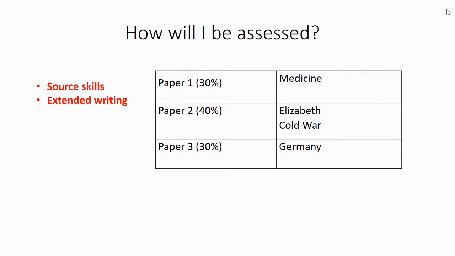So I said at the beginning that you'll be assessed in 3 exam papers. Medicine is worth 30%. The paper 2, Elizabeth and the Cold War, both worth 40% together, and then Germany is your final 30%. There'll be a combination of source skills and extended writing essay-based questions, but nobody should feel worried about these because actually, if you think about all of your big writes, you've actually covered most, if not all, of the question types that will come up on the GCSE paper. So it's nice to know going into it that you have had practice at writing some of these questions already.